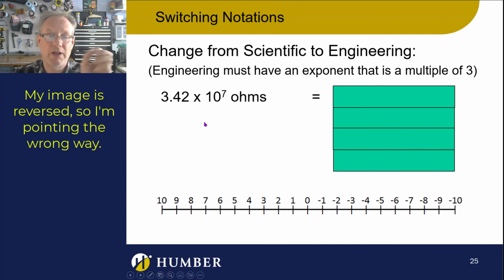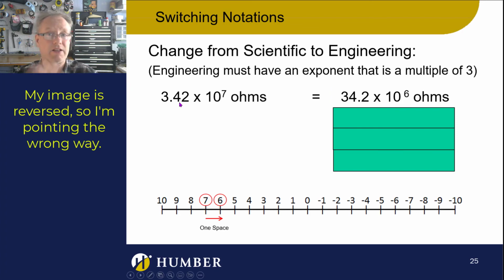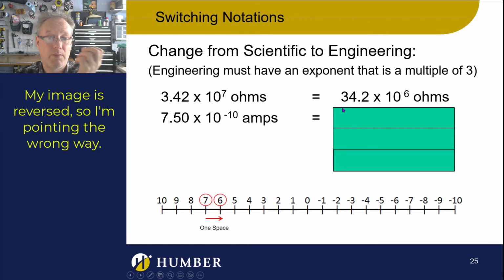Now, what are we going to do about this one? Which way are we going to change it? In this slide, we're making the decision of which way to go. If I want to go to 6, which way do I have to go? Okay, I've got to go this way. That's fine. I can move the decimal this way. That's not a problem. I can move it, so it's great. I got 34.2 times 10 to the 6.